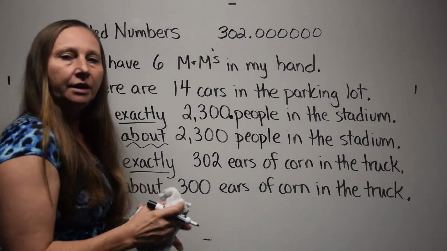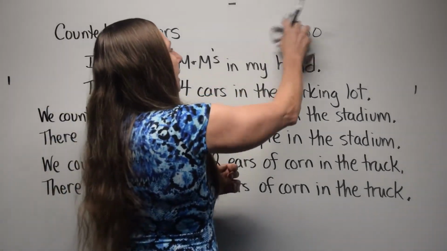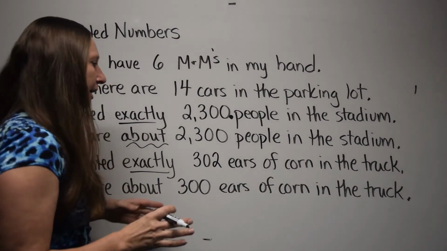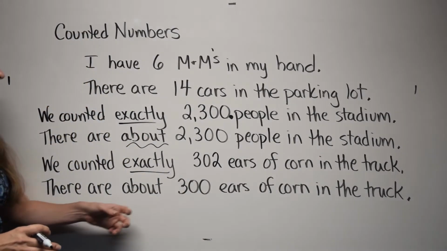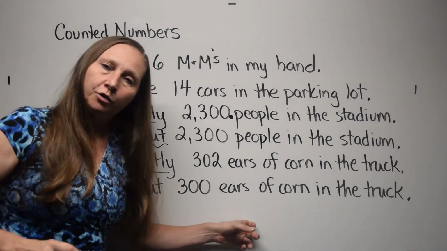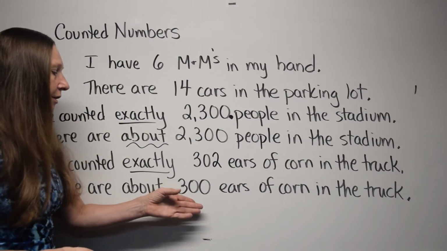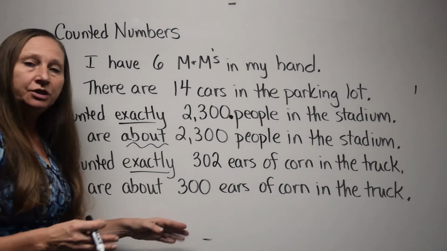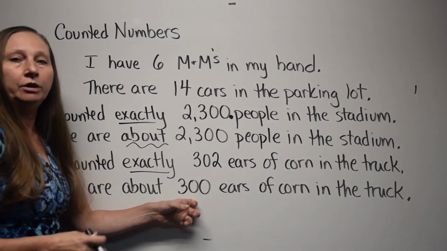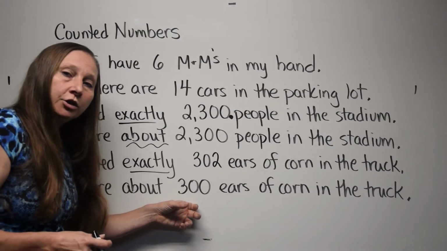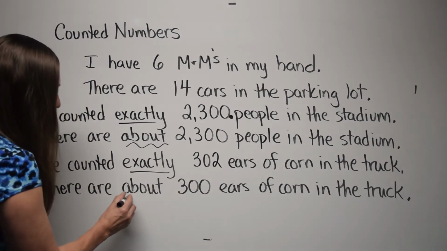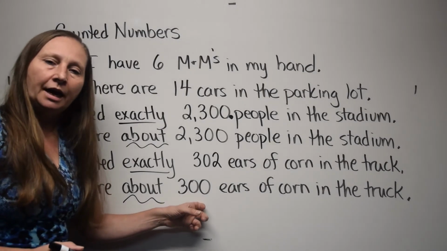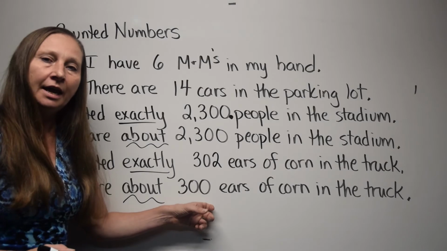Judging by the way the statement is worded, we can make some inferences about counted numbers and infinite significance. Now, if there are about 300 ears of corn in the truck, there might be 290, there might be 295, 297. This might be 330 ears of corn in the truck. It says there are about 300 ears of corn, so we are not implying infinite significance in this case.